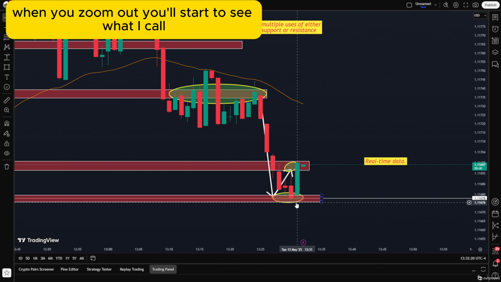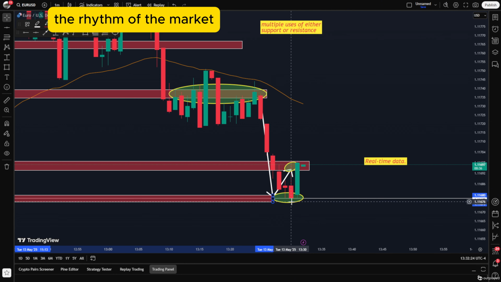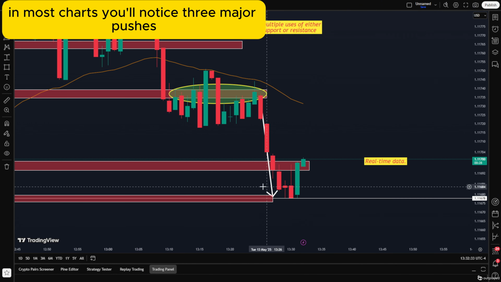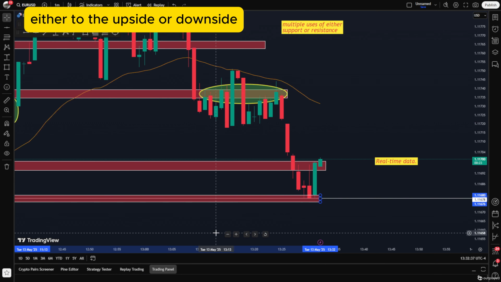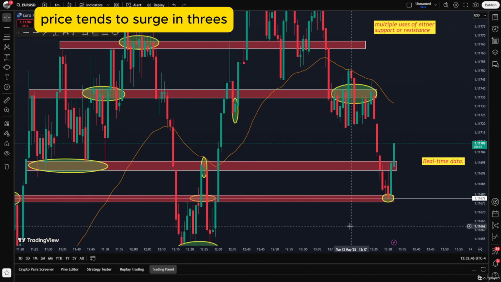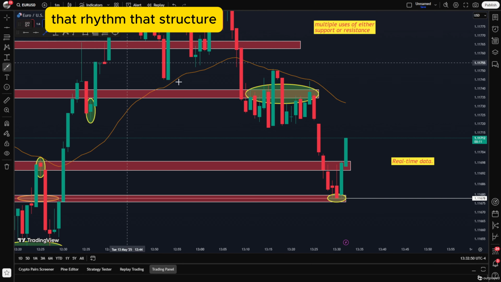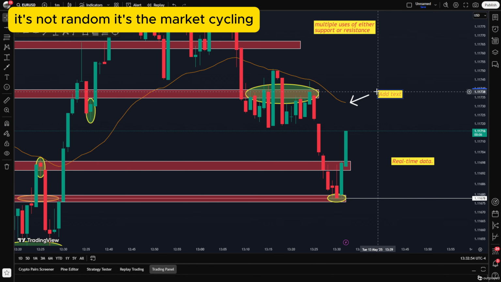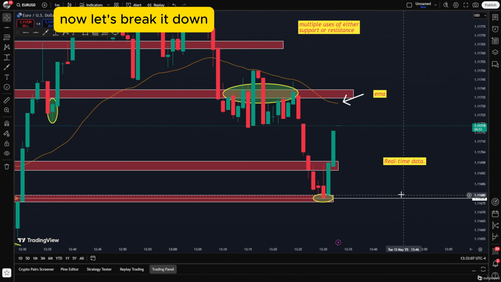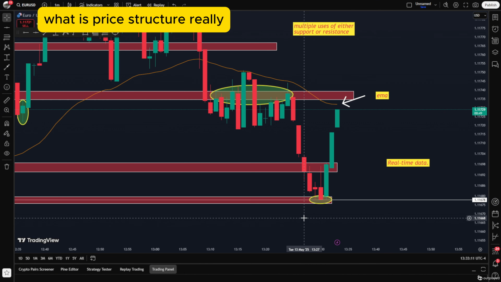When you zoom out, you'll start to see what I call the rhythm of the market. In most charts, you'll notice three major pushes, either to the upside or downside. Price tends to surge in threes. That rhythm, that structure, it's not random. It's the market cycling, constantly evolving. Now let's break it down. What is price structure really?